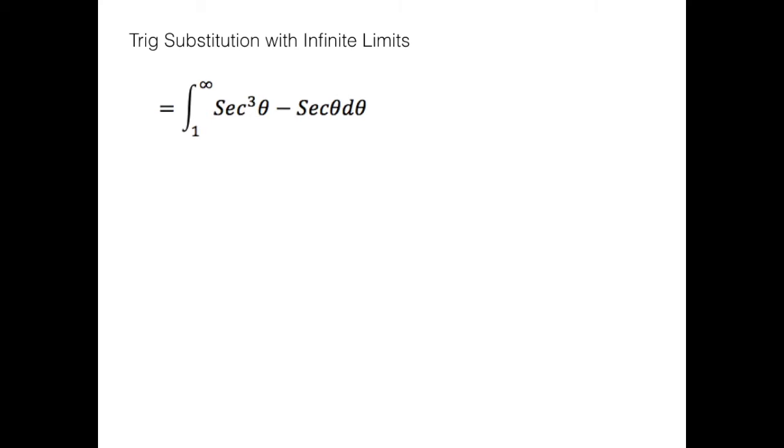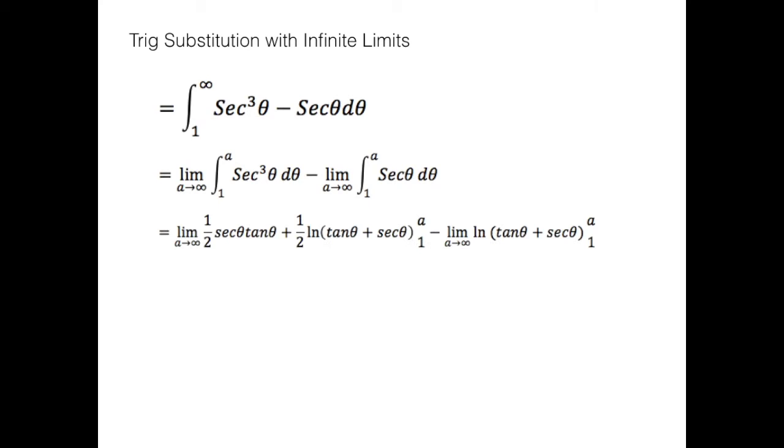So we need to deal with infinity the way we usually deal with it, which is by using limits. So we can represent this integration as the limit as a goes to infinity of the integration of 1 to a of secant cubed theta minus secant theta d theta. And then we distribute that new limit integral to make it a bit easier to integrate. And then once we integrate both secant cubed theta d theta and secant theta d theta, our next step is to undo our substitution and bring this equation back in terms of x.